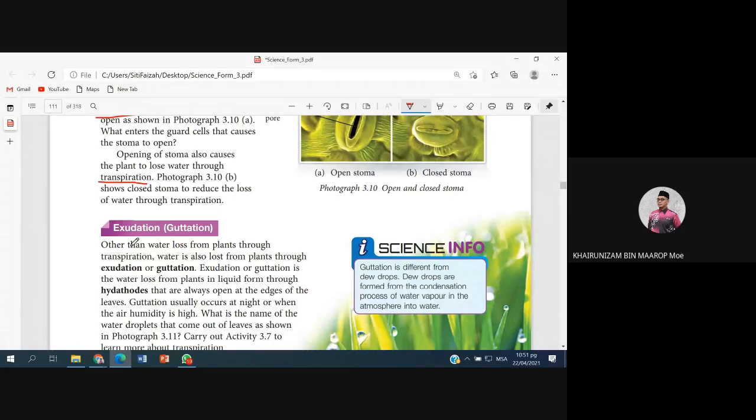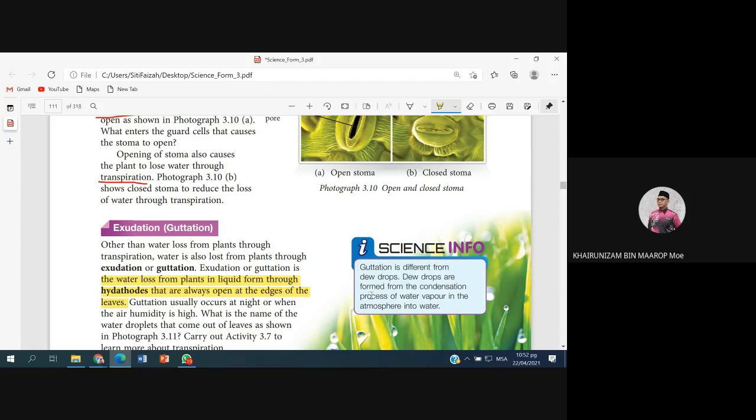Okay. Now, on the other hand, water loss from plants through transpiration. Water is also lost from plants through exudation or guttation. So, exudation is the process of water loss from plants in liquid form through hydathodes that are always open at the edge of the leaf. Okay, at the edge of the leaf.